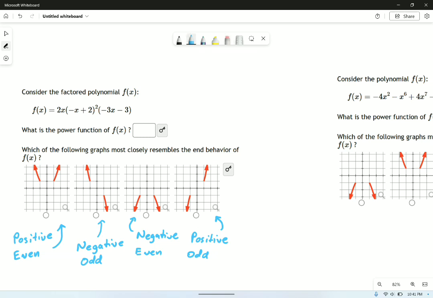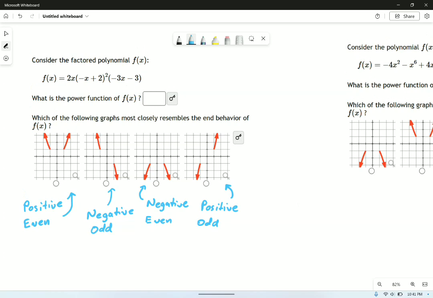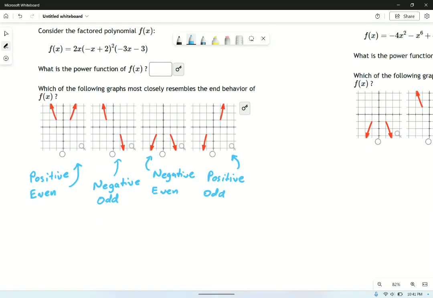And we have these four categories. They're called positive even, negative odd, negative even, and positive odd. And the reason they're named those things is because they depend on the power function of our polynomial. If the power function is positive even, it goes up and up. What I mean by positive even is things like 2x to the fourth, or 3x squared, or 17x to the sixth, right? You notice all of these are positive coefficients, and they all have even exponents.